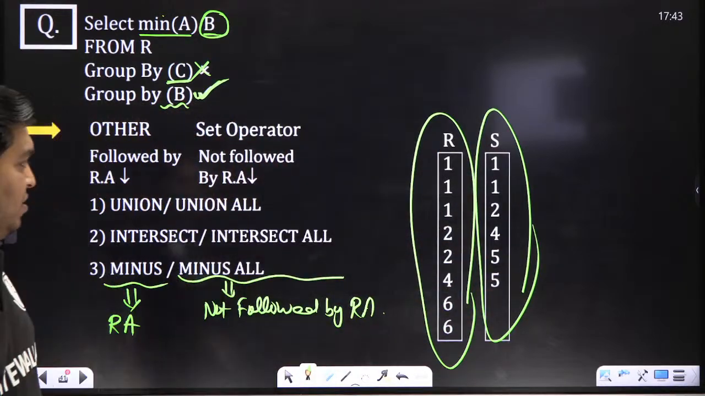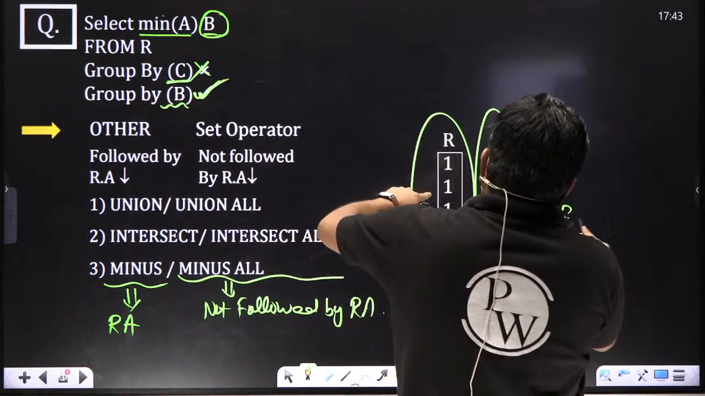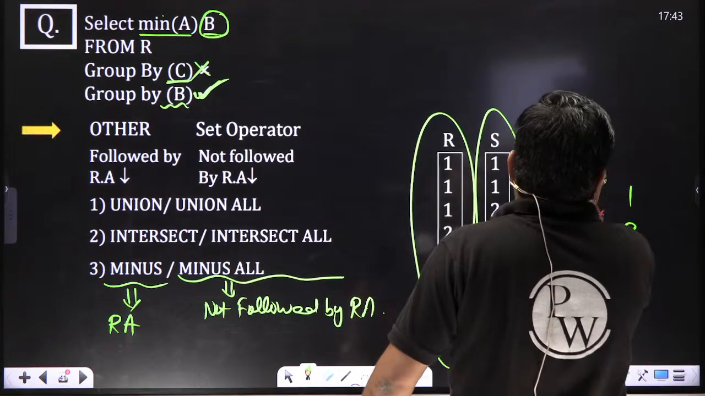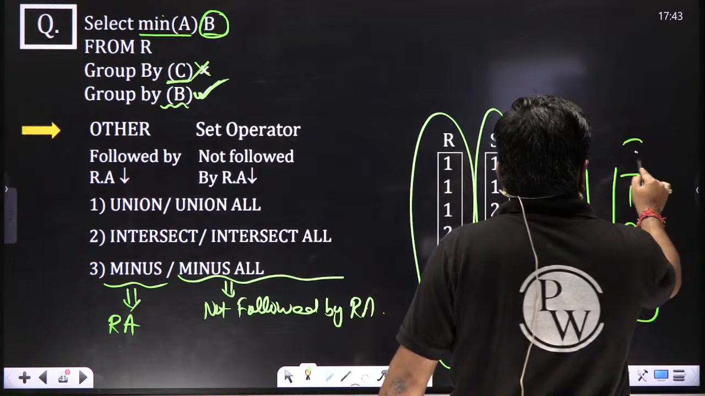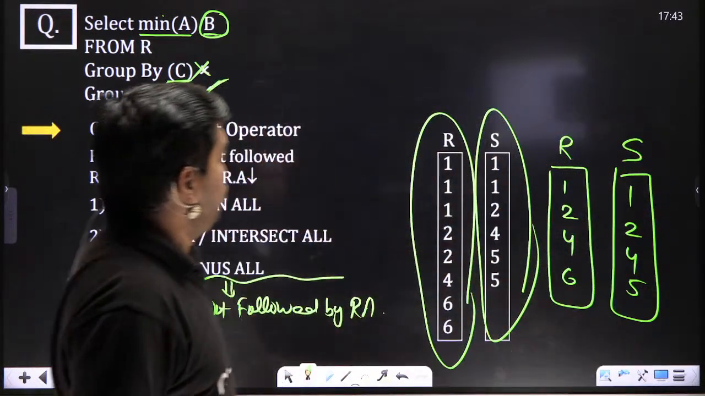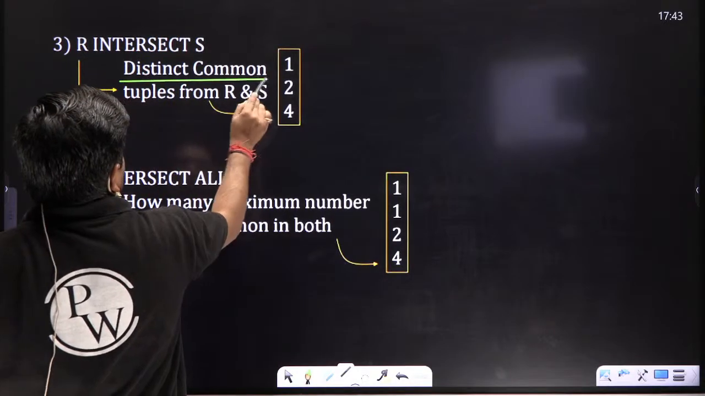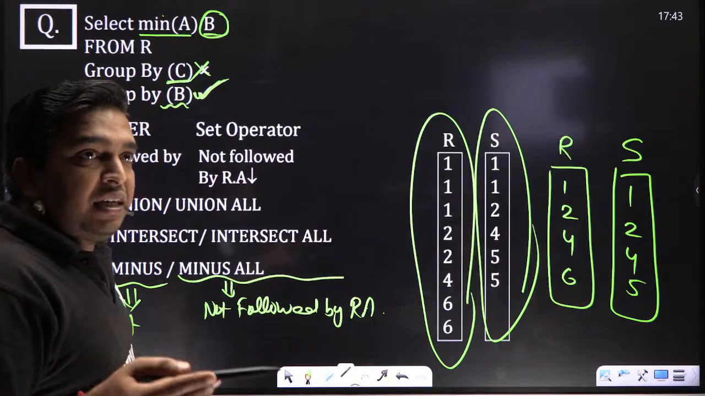And intersection. So here what do we have? R has 1, 2, 4, 6. Here S has 1, 2, 4, 5. Unique R and unique S. So what is common? 1, 2, 4. Distinct common tuples from R and S. And intersect all.